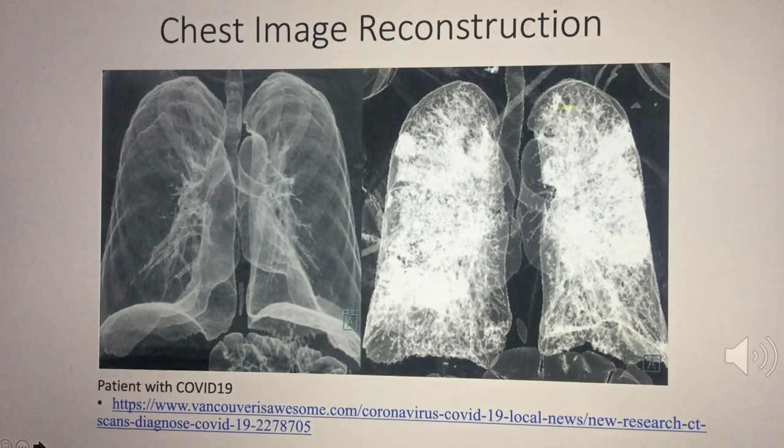In this image, you can visualize what a chest image reconstruction looks like on CT. This patient has coronavirus, and the CT allowed the doctors to visualize the condition and how the lungs are. In Canada, they are using the CT scan as one of the tools to diagnose this condition.